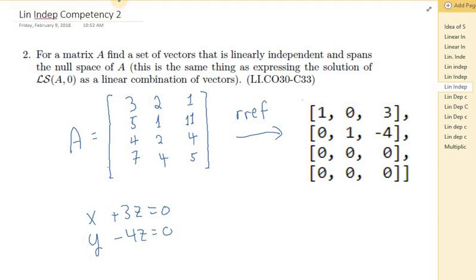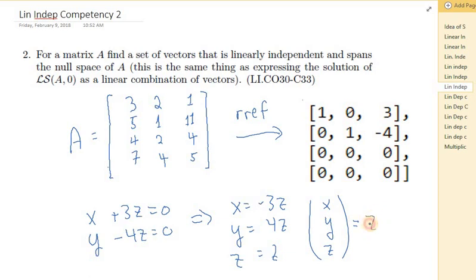Now, what's the null space? Null space is a set of variables such that this column times x plus this column times y plus this column times z is equal to 0. The x, y, and z that satisfy this is called the null space. So here I have equations for x and y in terms of z. This tells me x equals minus 3z and y equals 4z. I also have z is equal to z, so I can write this as xyz is equal to z times minus 3, 4, and 1.